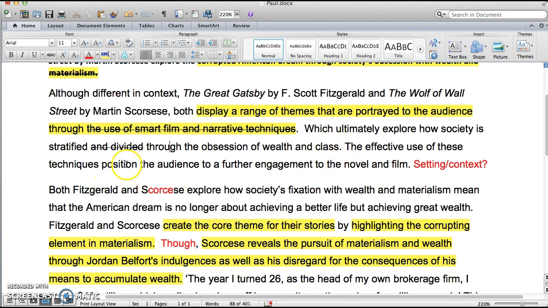"The effective use of these techniques position the audience to a further engagement to the novel and film." Now, throughout the semester again, Paul, we've been discussing how authors and creators of text use techniques to allow their audience to engage more deeply with their central ideas. So this needs to be tidied up. It's not to the novel and film, it's to the central idea that they're trying to position us to think more deeply about: the causes and effects of the corruption of the American dream in two very different eras. So you do need to make sure, as I've said now repeatedly, that you show understanding of setting and context in your introduction.